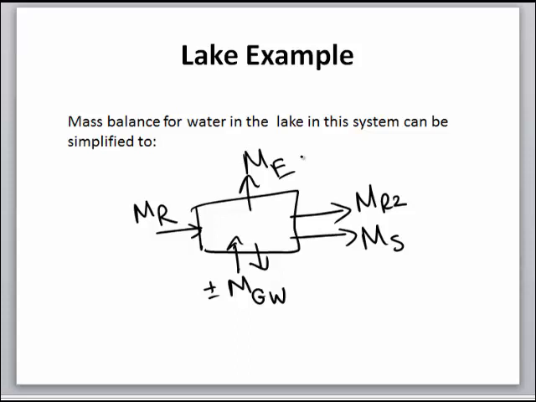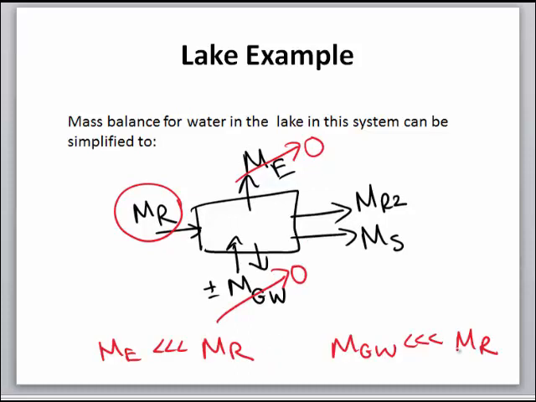Now to simplify this, some of these inputs and outputs would be negligible for the mass entering in the river, which would dominate this system. To simplify the mass balance, I would neglect evaporation perhaps, and neglect groundwater interaction.